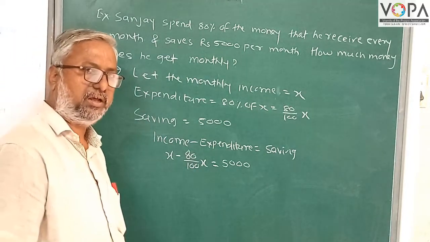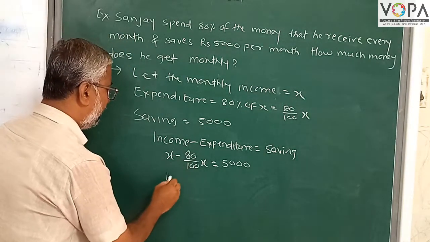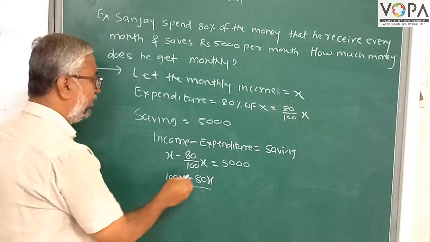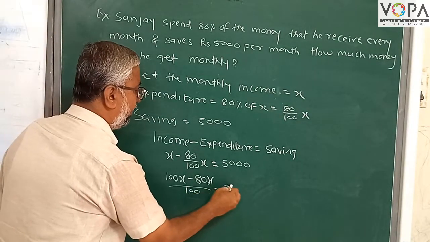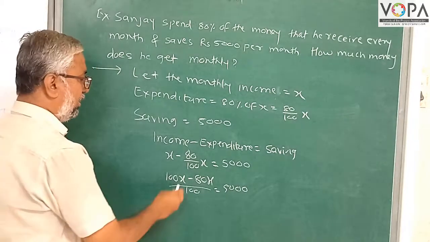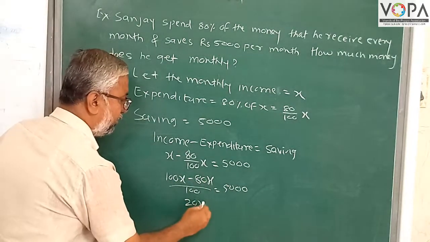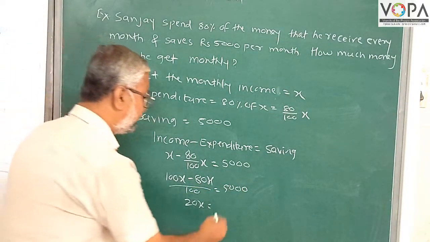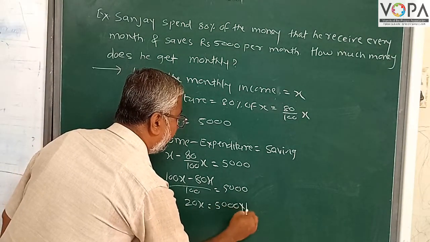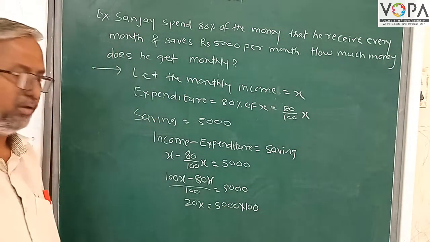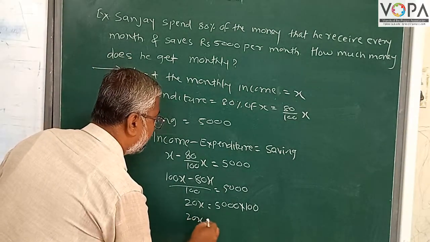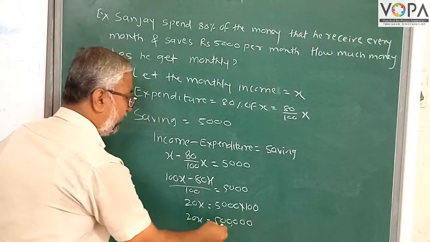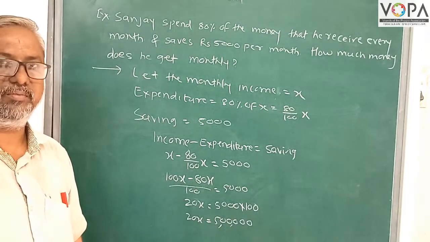Now to the left of the equality sign we have to carry out cross multiplication, that is 100 into x, that is 100x minus 80x upon 100. To the right, 5000 as it is. Now the subtraction of these two is 20x. And now transfer 100 to the right, it becomes a multiplier. That is 5000 into 100, then 20x as it is. 5000 into 100 is nothing but 500000.